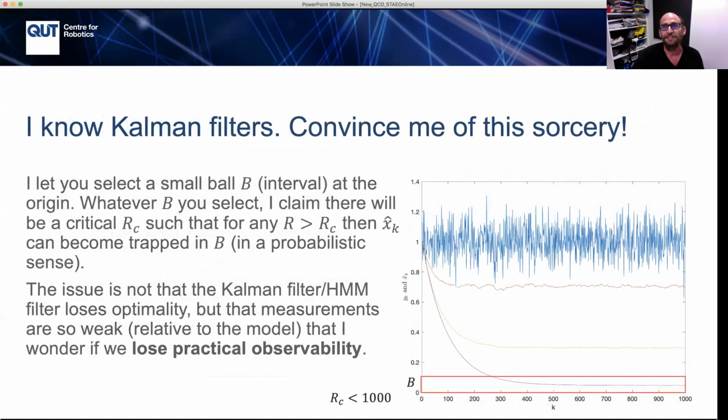What I'm saying to you is, if we play this game again, and you pick the ball B, then I'm going to be able to find an R such that it gets to that ball and it can't escape. All right, so hopefully you can see the analogy there, and maybe you're willing to make an analogy back to the hidden Markov model case as well. The issue is not that the Kalman filter or the HMM filter loses optimality, but the measurements are so weak relative to the model that I wonder if we lose practical observability. I'm thinking, is there another observability concept that we want to monitor?